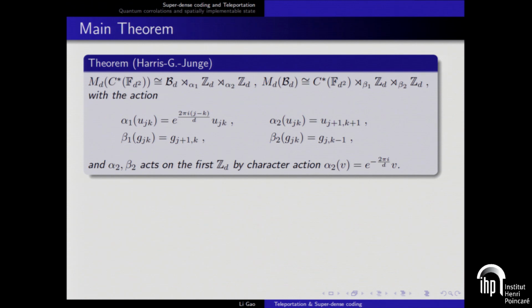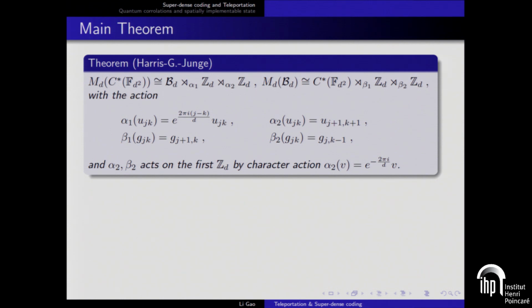Here the first action, alpha 1, is given by adding this phase factor. Because it has order D, it gives an action of Z_D. And the second action, which commutes with the first one, is by shifting both indices.